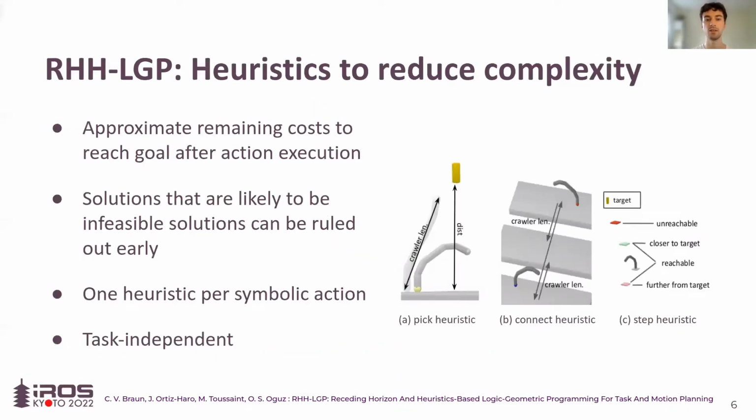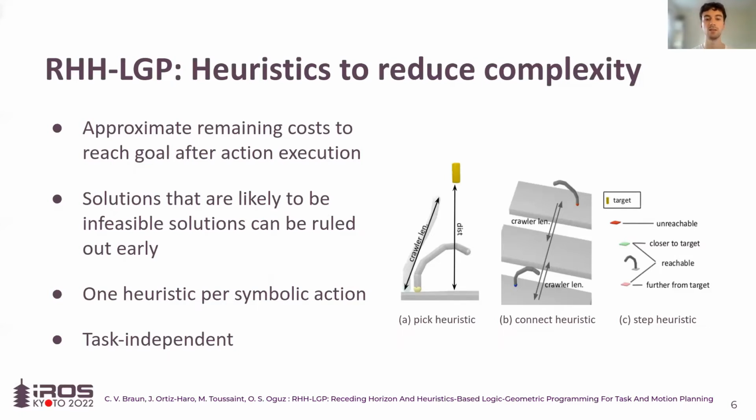To exploit this idea, we introduced geometry-based heuristics, which estimate the costs to reach the goal state after executing a given action on the symbolic planning level. Using these heuristics, solutions that are likely to be infeasible can be ruled out early during symbolic planning. For example, on the right-hand side, we can look back at the example I just gave and see that using the step heuristic, we can tell that stepping from the current tile onto the topmost red tile will never be possible, so it's pruned from the search tree by the heuristic. In similar fashion, our work presents one heuristic per symbolic action, which are task-independent and can be mixed and matched based on your needs.